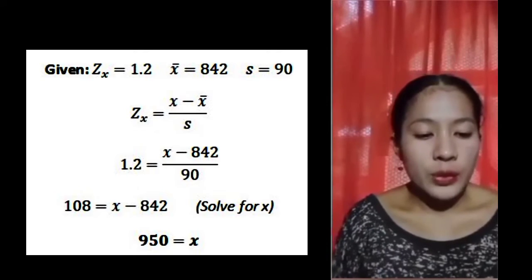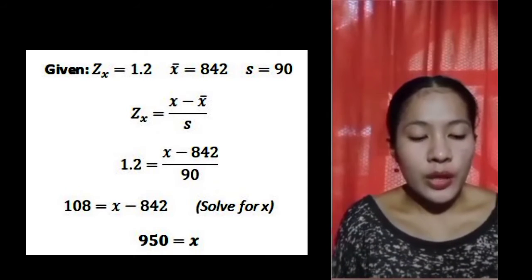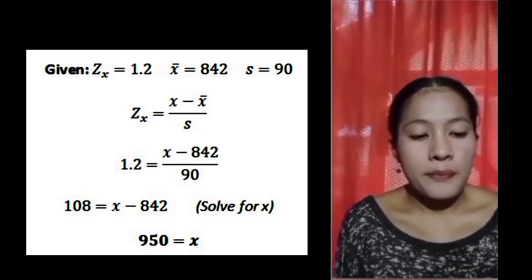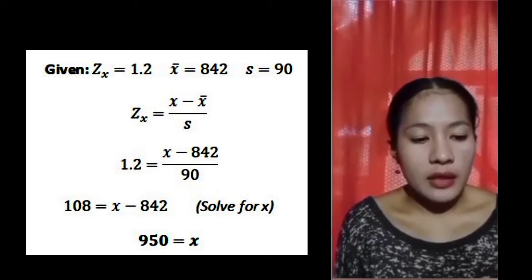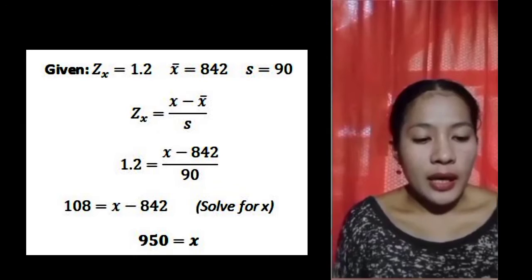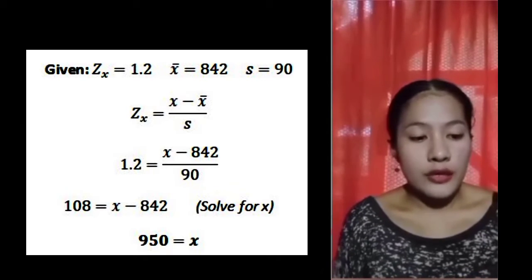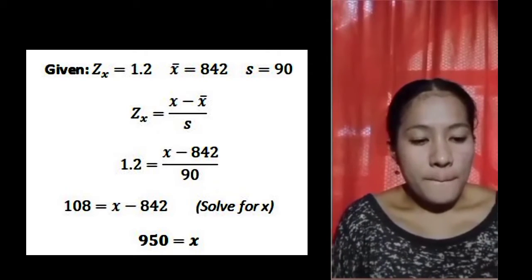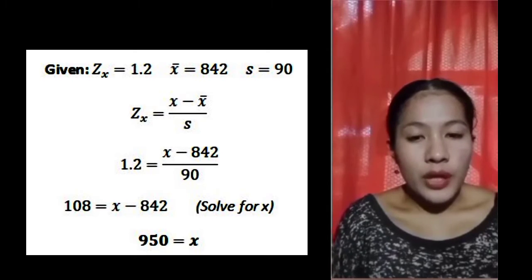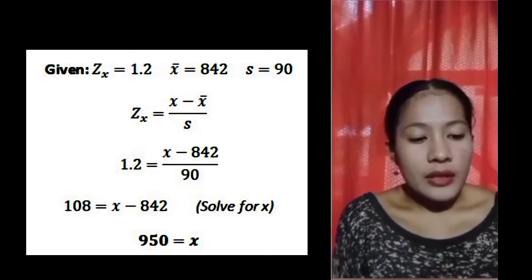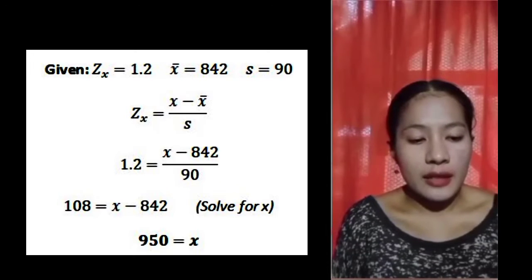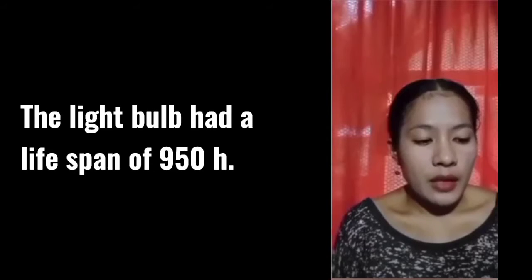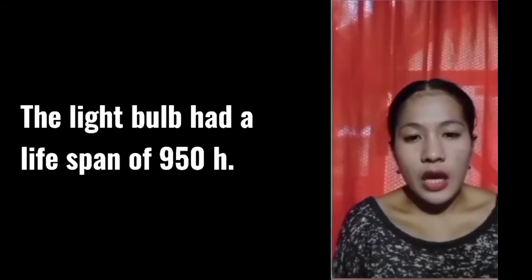First, we have to multiply 1.2 and 90. So 90 times 1.2 is equal to 108. We copy the x minus 842, then add 108. 842 plus 108 is equal to 950, so x is 950. So the light bulb had a lifespan of 950 hours.